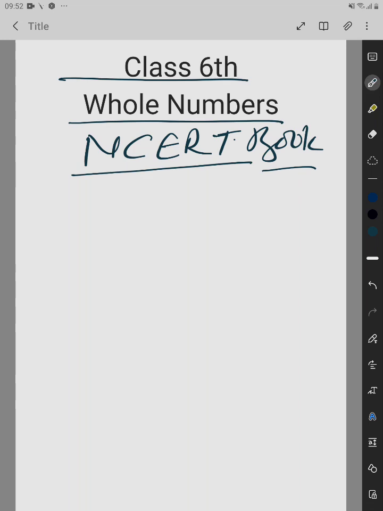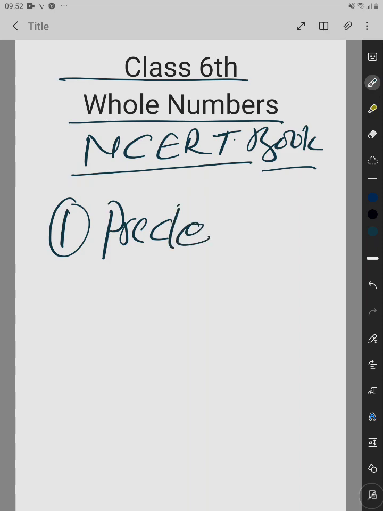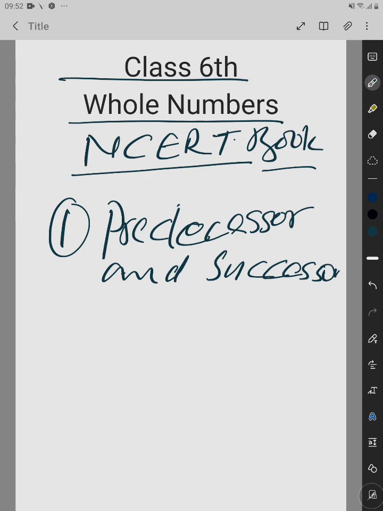The introduction covers the whole numbers concept, successors and predecessors, and the number line concept. The chapter starts first with predecessor and successor. So there are two things in this, predecessor and successor.